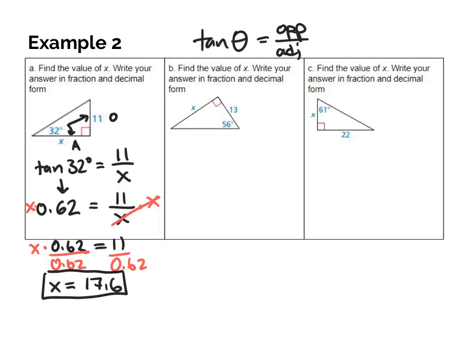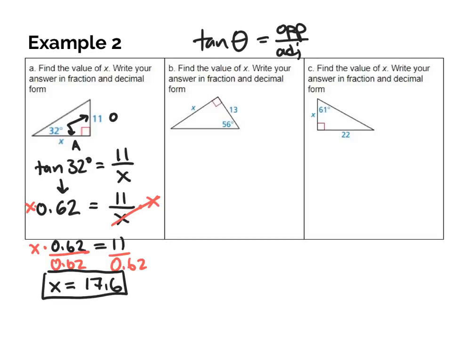And again, pay attention, especially when you get to your practice, to what they're asking you to round to. You could be asked to round to the tenths, to the hundredths, or they might ask you to write exact answers. In this case, we're not going to get an exact answer, so I'm just going to round it to the decimal 17.6. So again, what we did here is we used the tangent to solve for x, but notice where x was a little bit different.